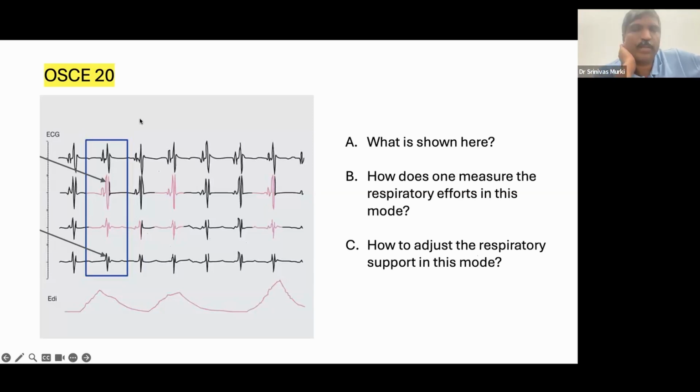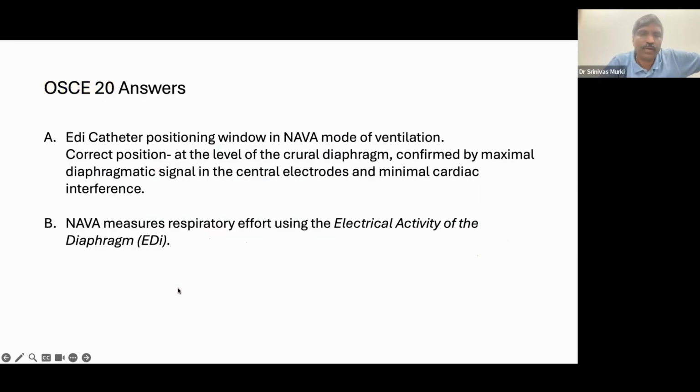So you have to remember two numbers here, 20 and 5. Eddy minimum should not be more than 5. Eddy maximum you should try to avoid more than 20. If eddy maximum is more than 20, definitely you need to increase the ventilatory settings and or NAVA level. And if eddy minimum is high, then you increase the PEEP. Okay, good.